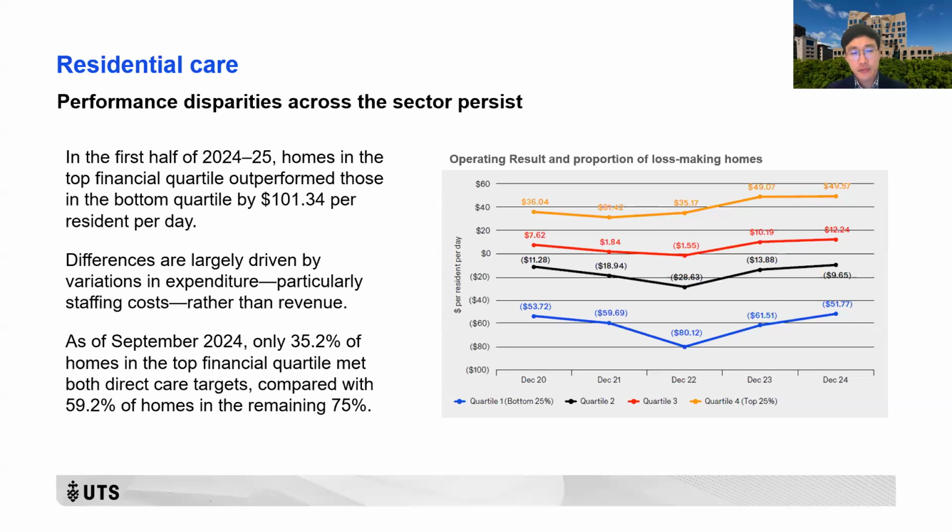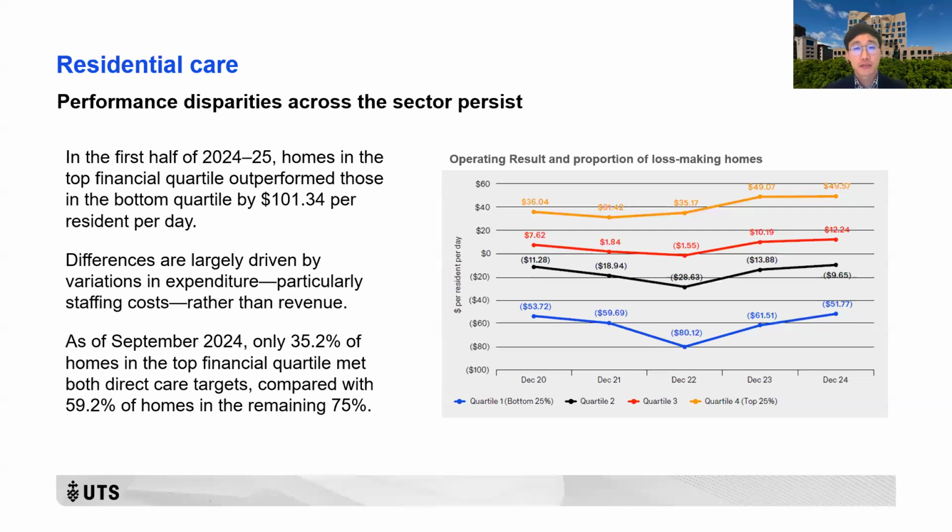So there are several factors driving these results. The differences are mainly driven by variations in expenditure, particularly the staffing cost, rather than the revenue. The difference in revenue between the top and bottom quartile is relatively modest, around $10 per resident per day, whereas the difference in expenditure is considerably larger at around $90 per resident per day.